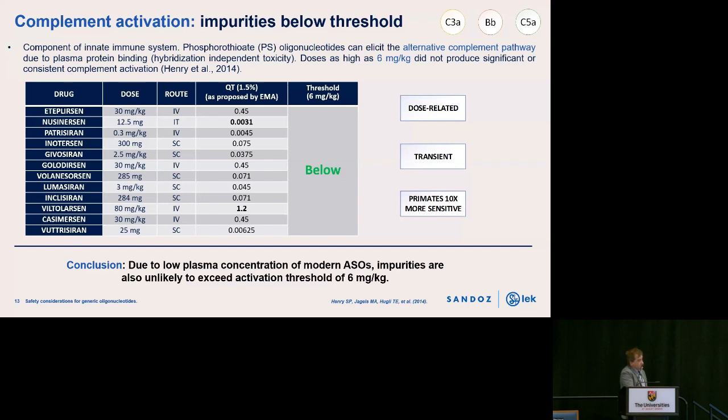Now, it is true that this threshold pertains to a 2-hour intravenous infusion, and this might not account for, let's say, a worst case scenario where the patient would get a bolus injection. However, nonetheless, due to low plasma concentration of modern ASOs, impurities are also unlikely to exceed this activation threshold.